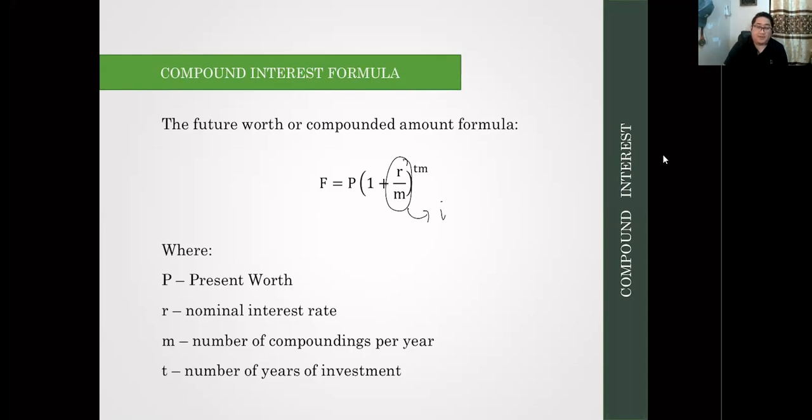representation kasi kapag compounded interest, yung compound interest pinag-uusapan natin, may iba't iba tayong number of compoundings per year. Depende sa binibigay ni lender sa atin, no? So, mamaya i-discuss natin yung mga iba't ibang compounding years, kung ano yung difference nila with each other. Pero yung formula natin will be 1 plus R over M raised to T times M, wherein yung P natin is yung present worth, yung R is yung nominal rate natin, M is number of compounding per year, and T is the number of years of investment. Okay?